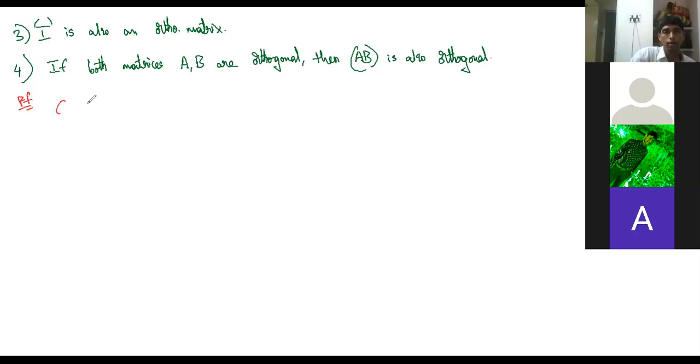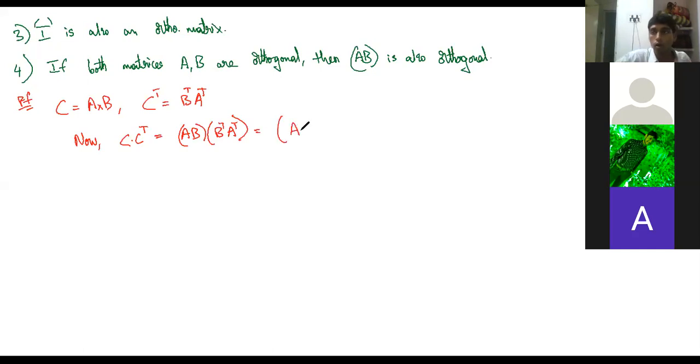How do you prove this? Let C be A into B. Then what is C transpose? B transpose, A transpose. So, how do you prove something is orthogonal? We have to check what is C into C transpose. AB into B transpose A transpose, which is nothing but A into B B transpose into A transpose, since matrix multiplication is associative. But what is B into B transpose?